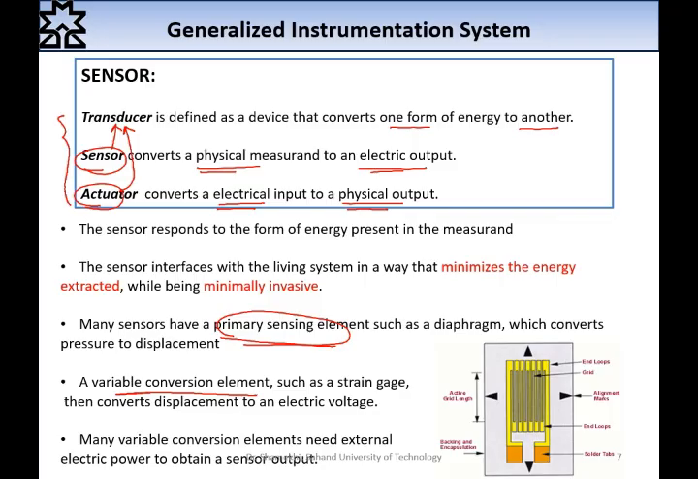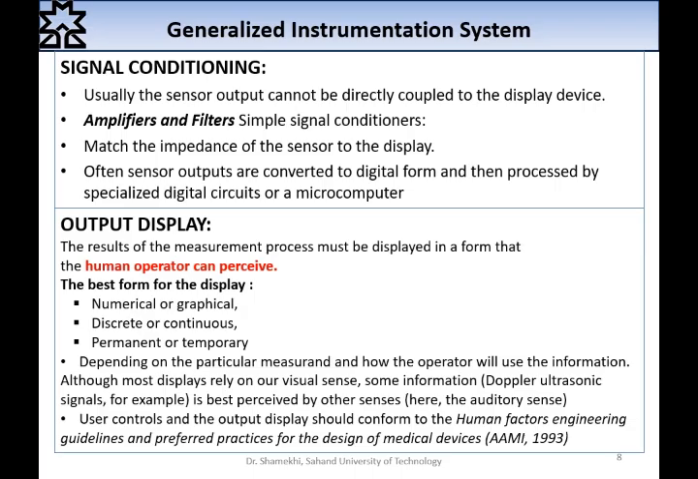And after that, we use another part we call variable conversion element. Converts the output of the primary sensing element to an electric voltage. For example, in a strain gauge, we convert displacement to an electric voltage. As I mentioned before, signal conditioning is other part of it.